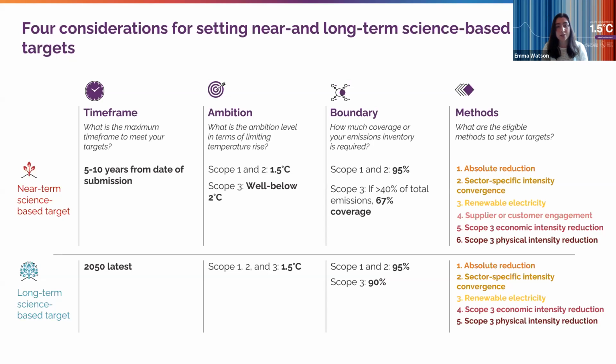Now we're going to go into these methods in a bit more detail, but we do have 6 methods that are available for target setting. There's one that is available in the near term that isn't available in the long term, and that is the engagement targets, the supplier or customer engagement targets. Otherwise, all methods can be used for both types of targets.